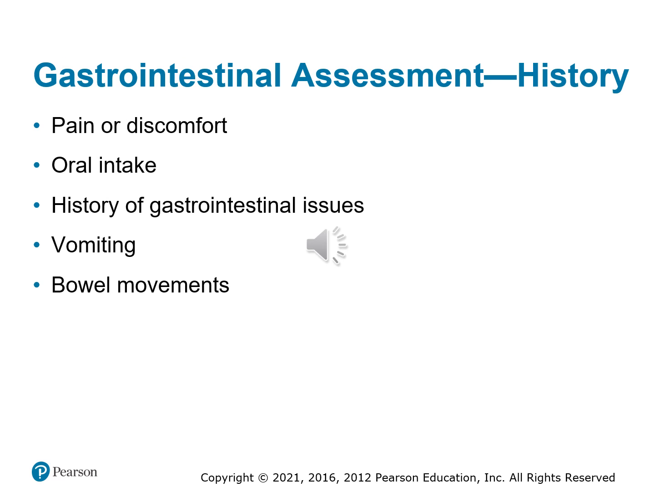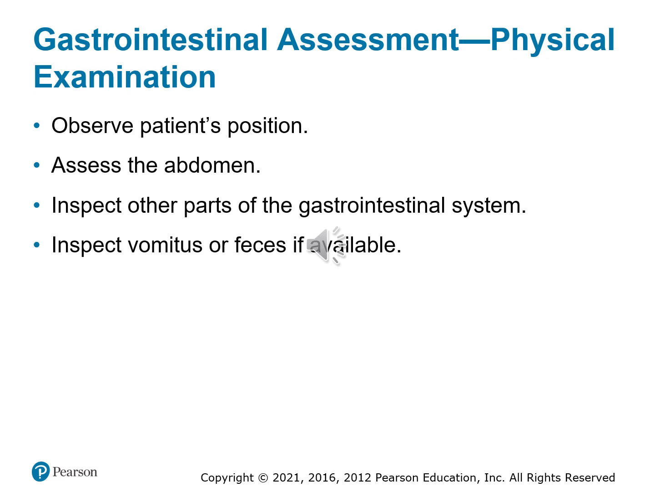As we assess the GI system, we want to identify if there is pain or discomfort in any area of the abdomen, the oral intake that the patient has had, and this is not just food, but also liquids. Do they have a history of any gastrointestinal issues, such as IBS or Crohn's? Vomiting, and then bowel movements.